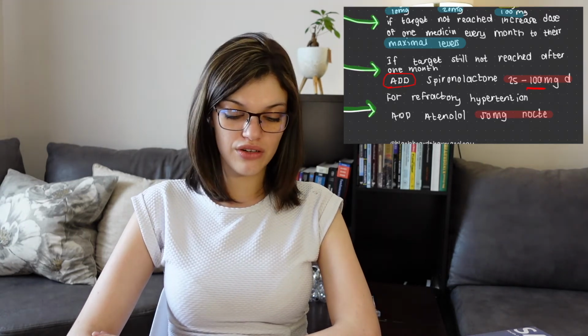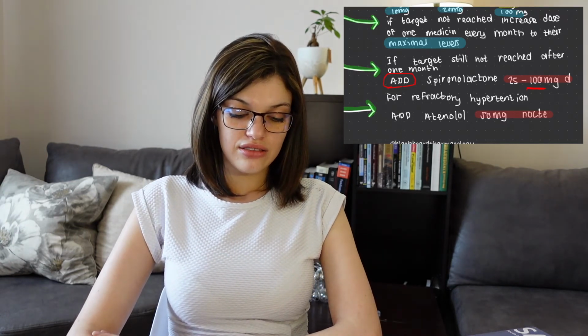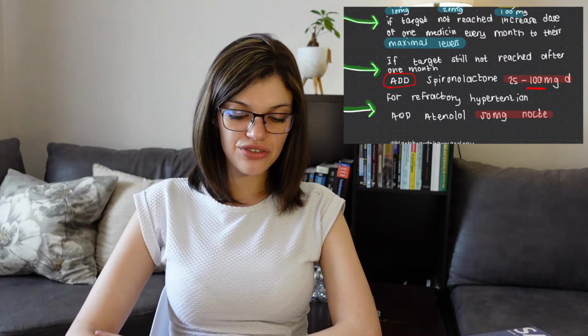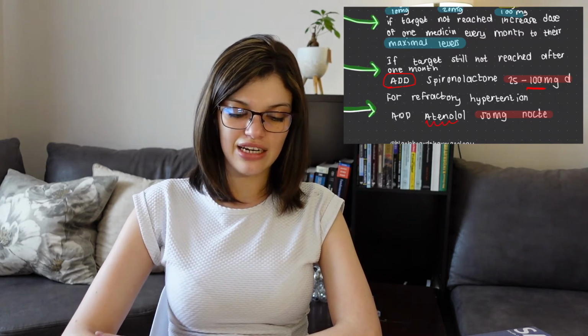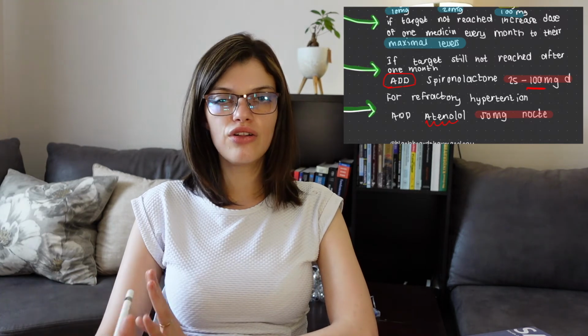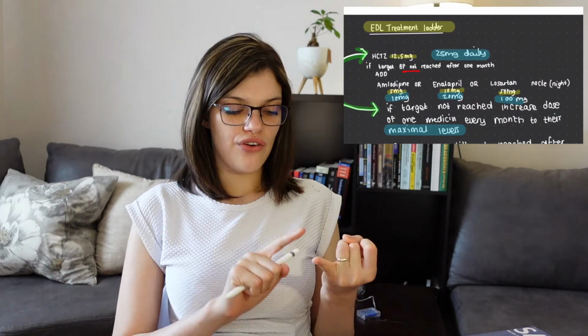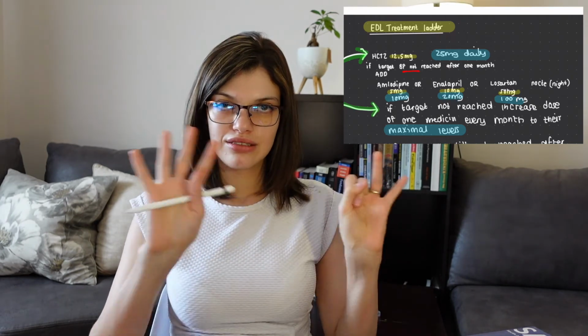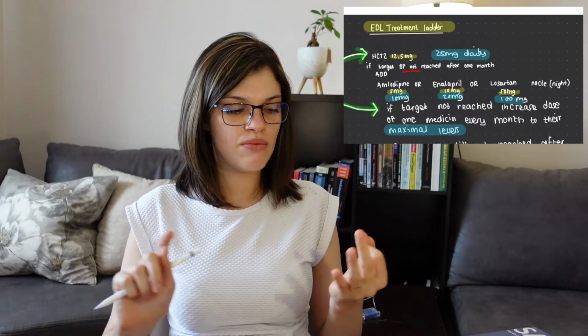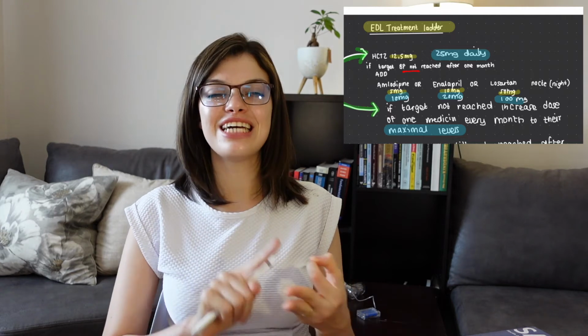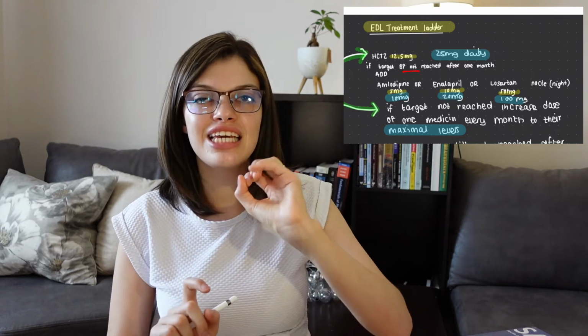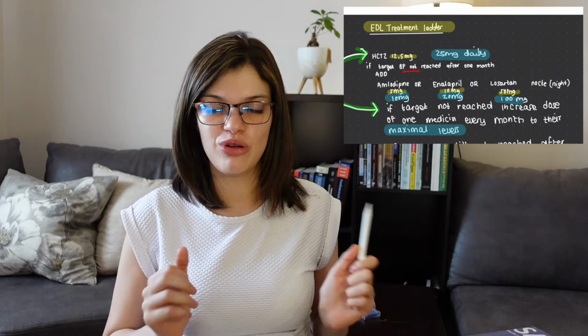We can also then, if the patient has refractory hypertension, add atenolol. So you can see spironolactone, atenolol, not often used. It's rather going for your diuretics, your ACE, drugs affecting the RAAS system, and also the calcium channel blockers that work on the vascular calcium channels like amlodipine.